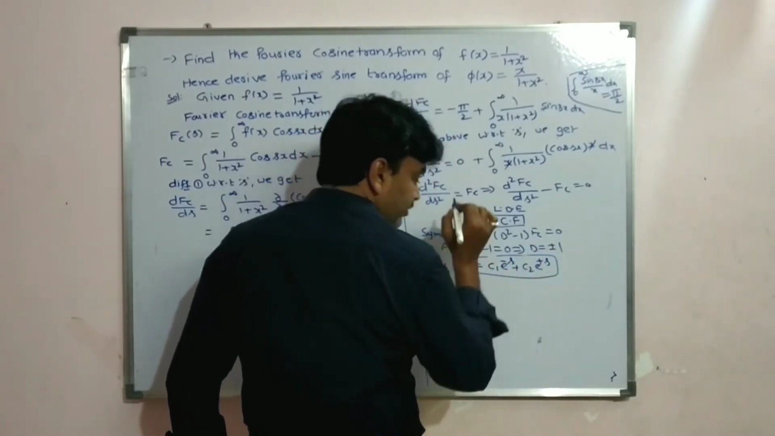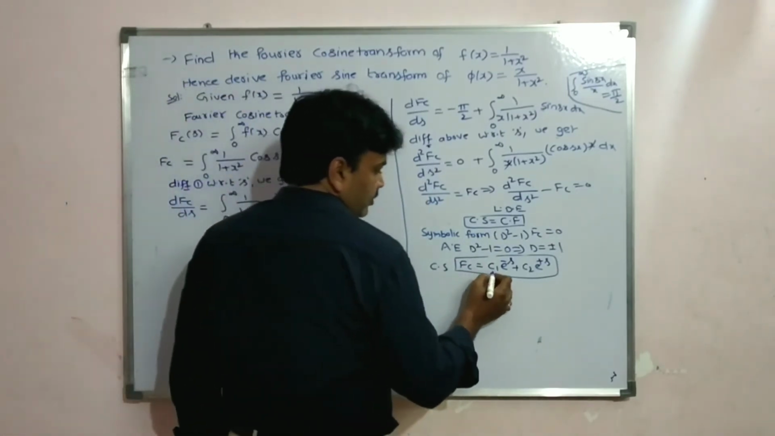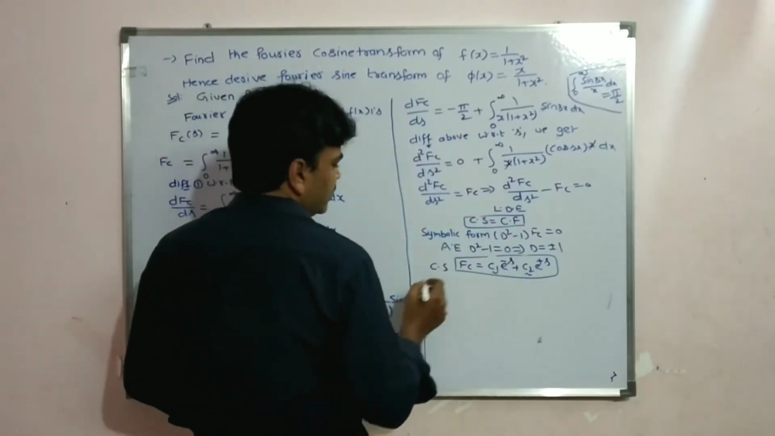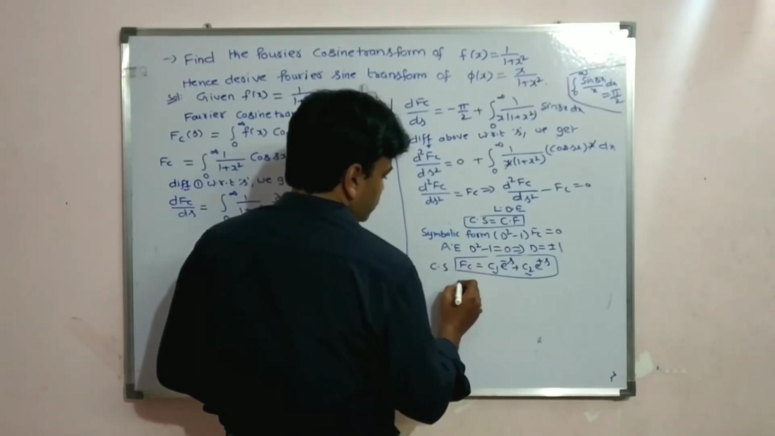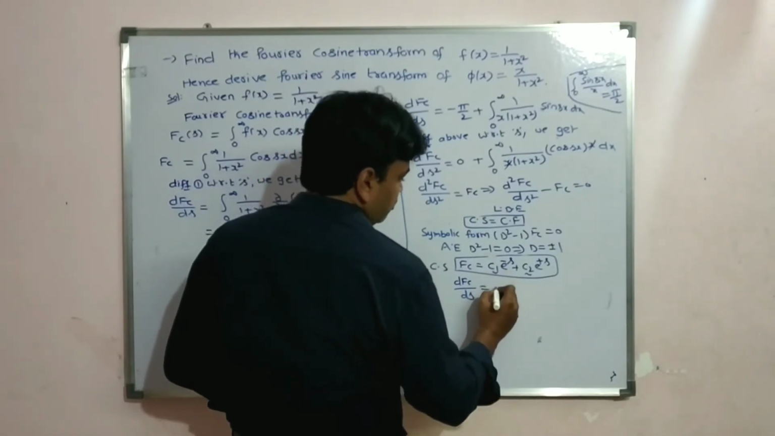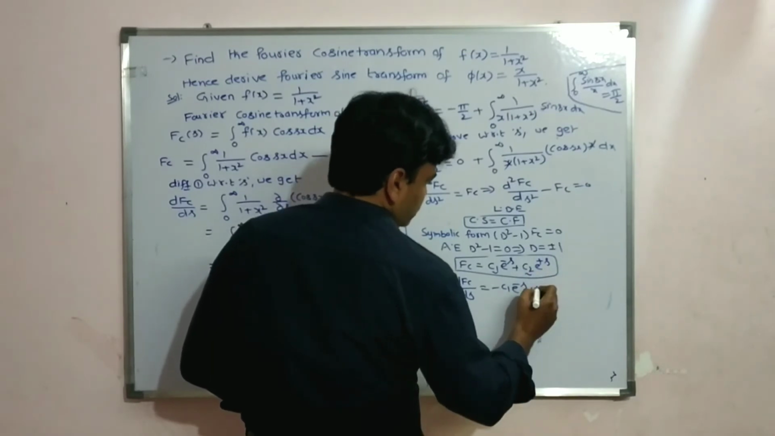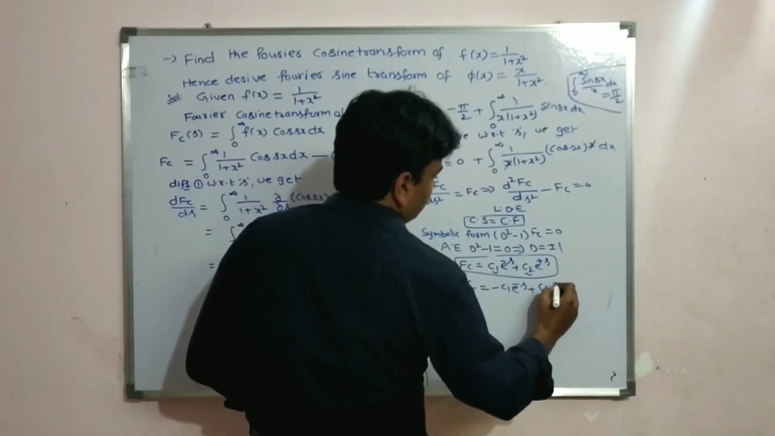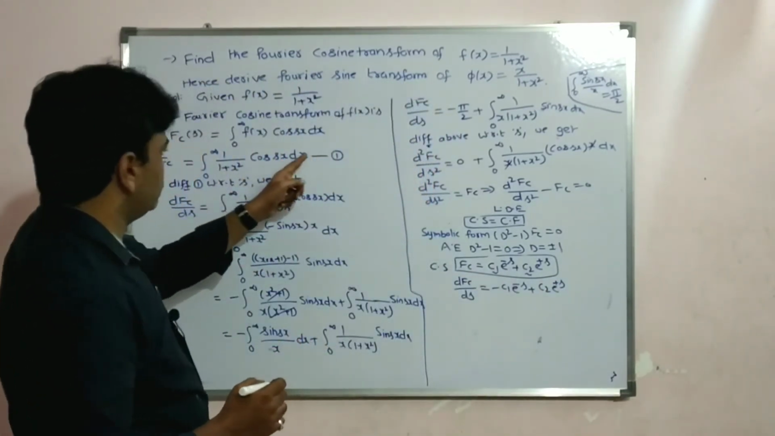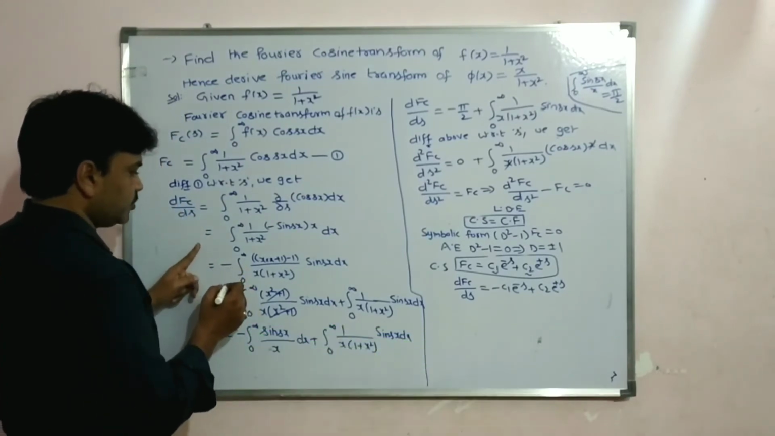Now I want to find the Fc value, students. I want to find the c1 and c2 values. For that I want to differentiate Fc. So dFc by ds, we get here minus c1 e power minus s plus e power s derivative is e power s, so c2 e power s, plus s.